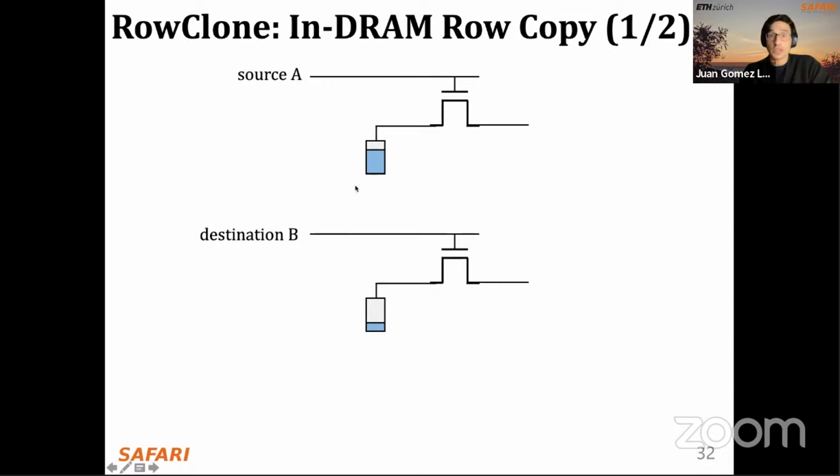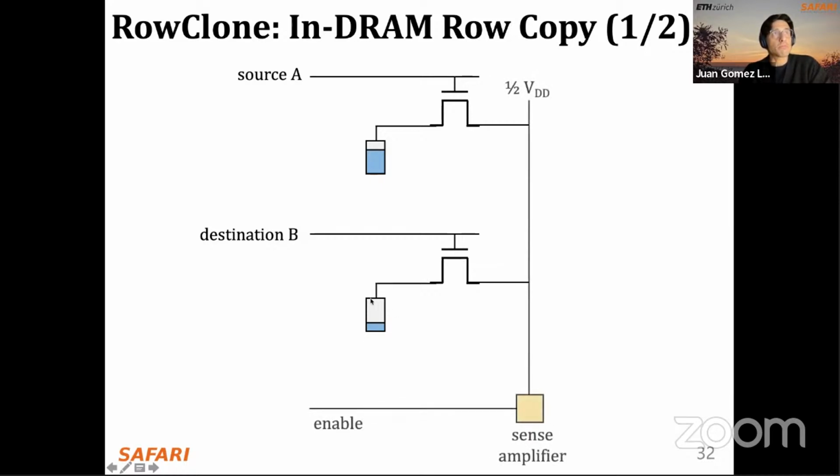Each of them has a certain charge. This one seems to be fully charged, but as you know, these small capacitors leak a little bit over time, so that's why we need to refresh them from time to time. That's why we will rarely see them completely charged or completely discharged, as in the case of the cell in row B. They are connected to the same bit line and to the same sense amplifier.